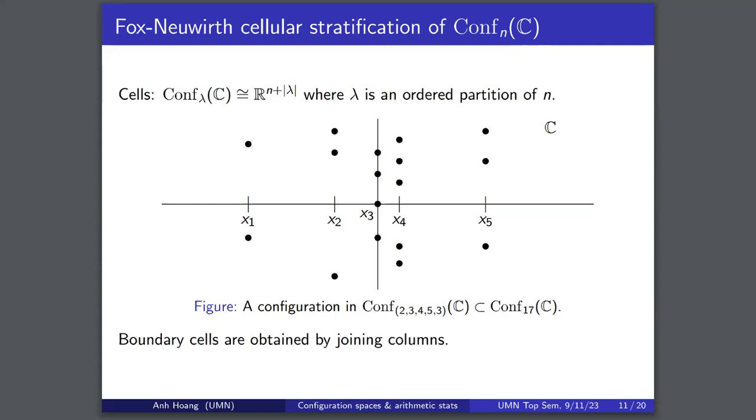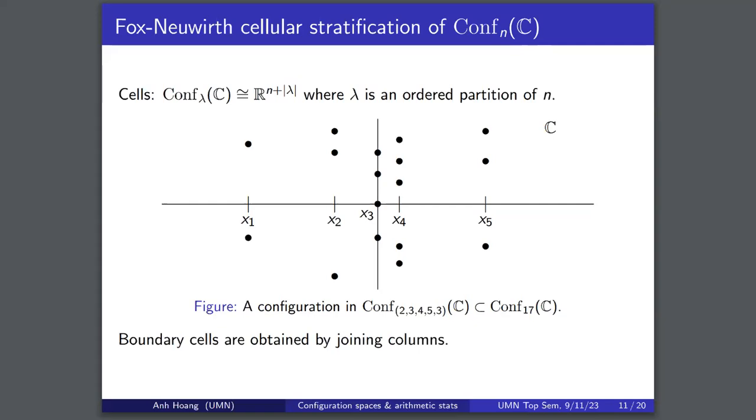Yeah, all right. But the right way to obtain a boundary cell in this stratification is by joining the columns together. So what you do is you look at two columns and you sum them up. You just collide them together. And in terms of dimension, you see we lose one column, so we lose one dimension. That's good. That means we're looking at a boundary cell.